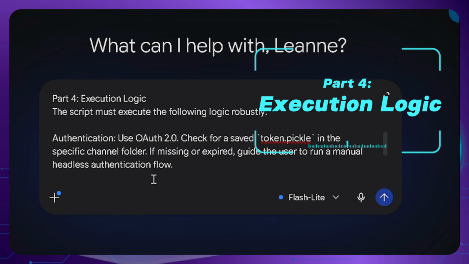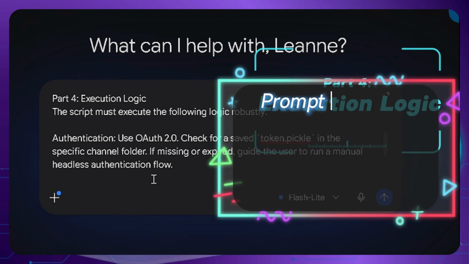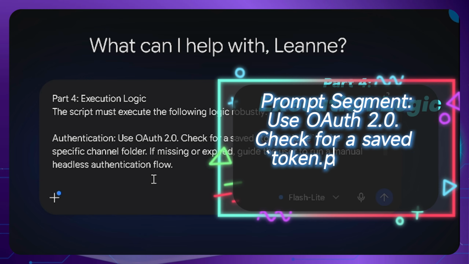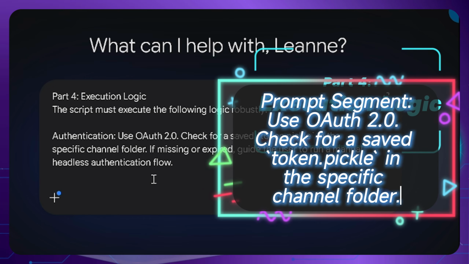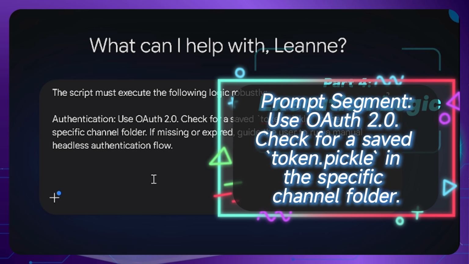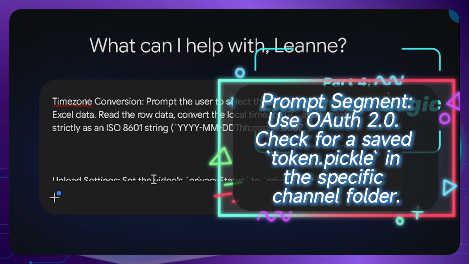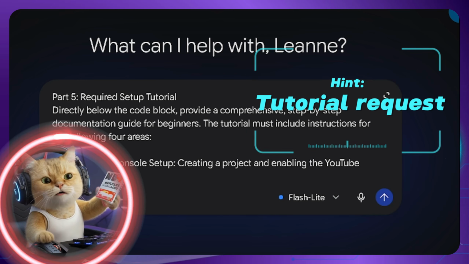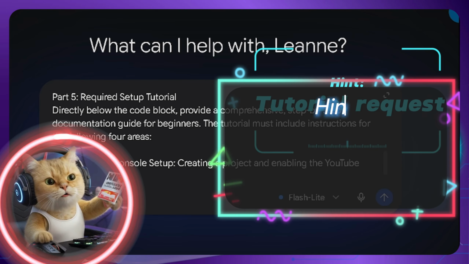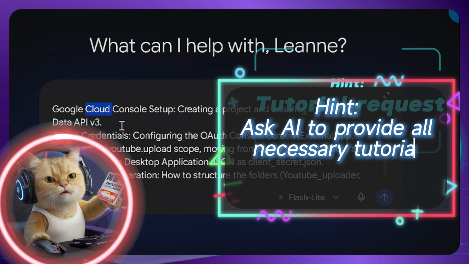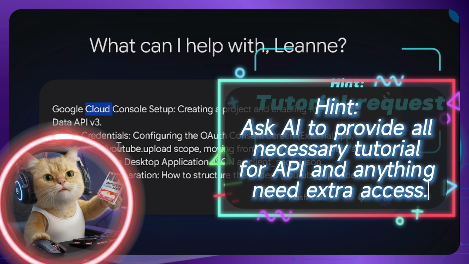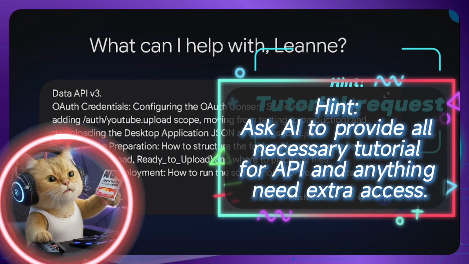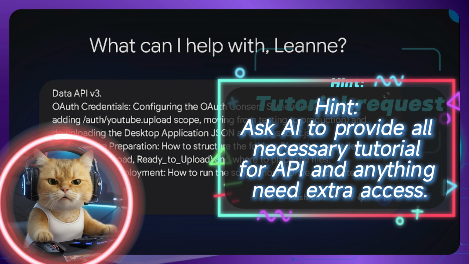Part 4 is execution logic. I demanded an auth check process and saved token.pickle in the specific channel folder. Why? It's a crucial step for Google authentication, and this step ensures isolated channel management. In my master prompt, I ask AI to provide all necessary tutorial for all the extra access you need to know besides the script. So with this prompt, you will get everything you need.